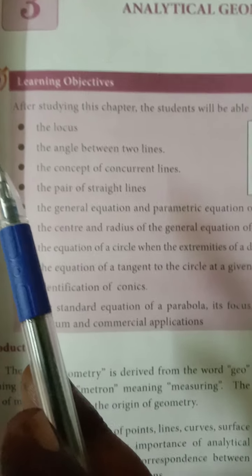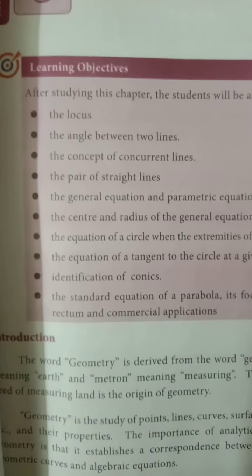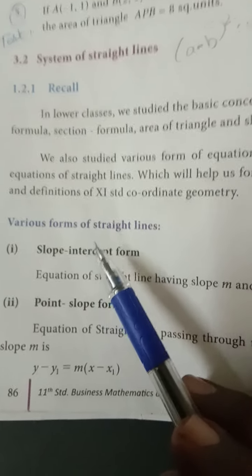Chapter 3 Analytical Geometry. அதில் நம்ம என்னென்ன பார்க்க போகிறோம்னா, first one locus, angle between the two lines, concept of concurrent lines. Then various forms of straight lines.